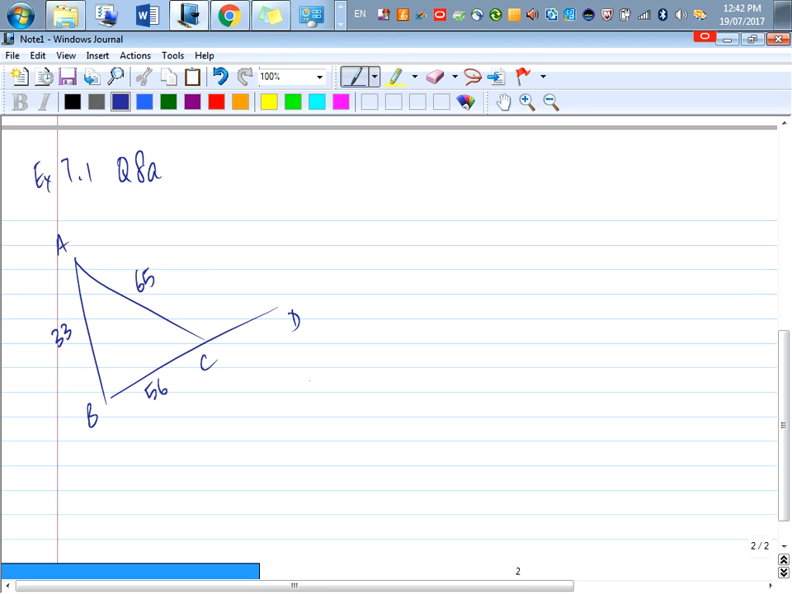65 square. Okay, hang on. So Ali is saying that we should find out what is AC square, which is 65 square, right? Okay, let's punch it into our calculator. What do we get? 4225.